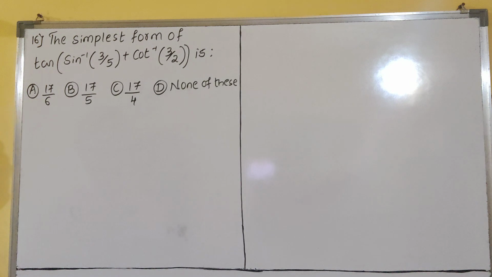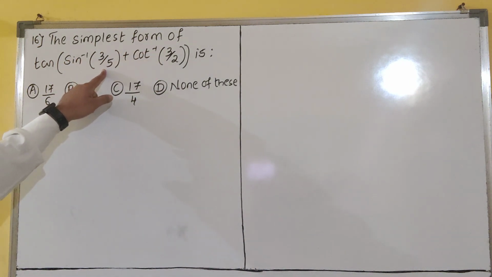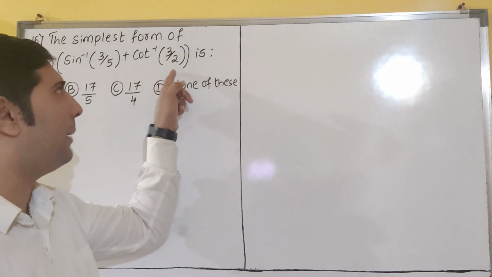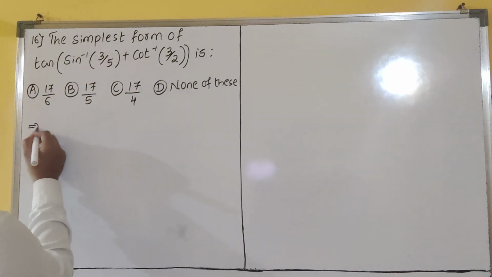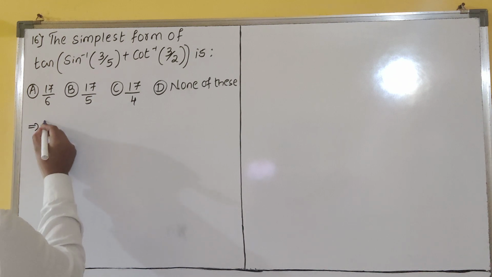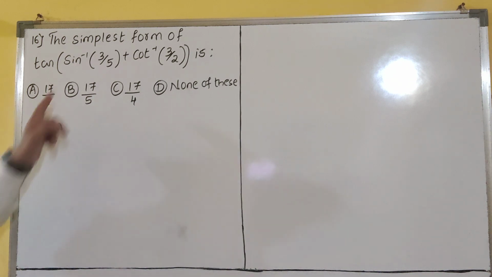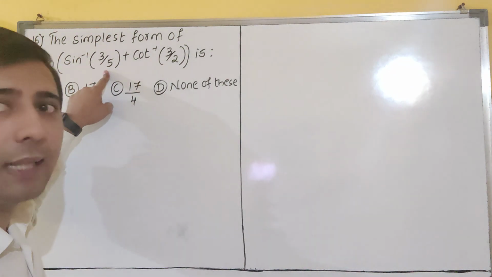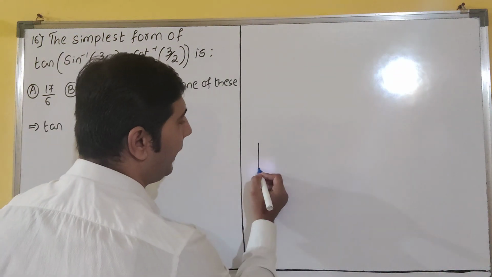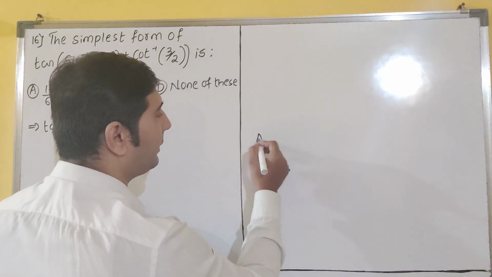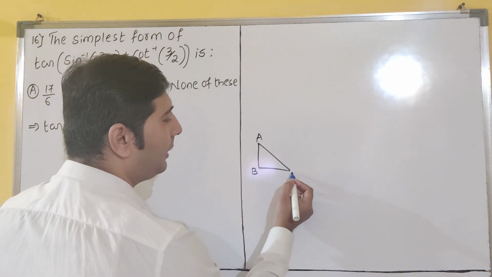So we'll see the next question. The simplest form of tan of sin inverse 3 by 5 plus cot inverse 3 by 2 is. So how to solve this one, you see. Very easy question actually. Tan I will write as is, sin inverse 3 by 5. Sin inverse 3 by 5 I will convert to tan, dear students. So now see here, I am converting sin inverse 3 by 5 to tan inverse.